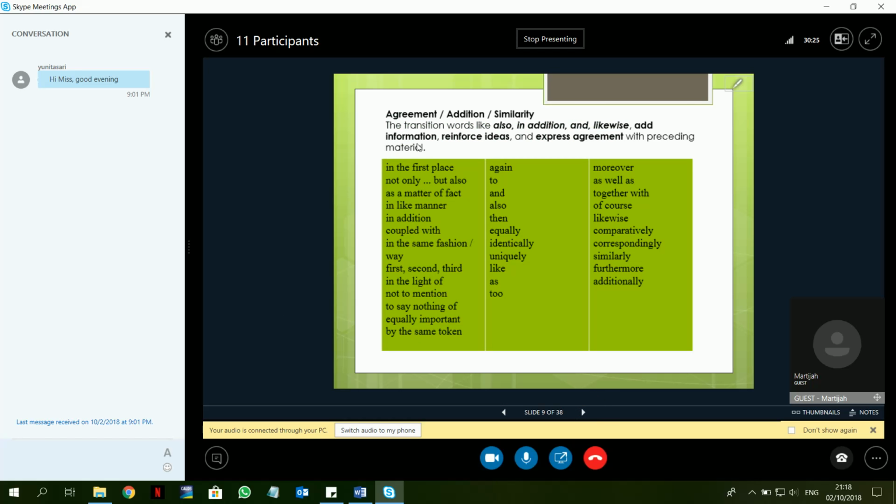So far, do you have any question? Ada pertanyaan sejauh ini? Okay. So I have 3 tables, and a table consists of at least 10 examples. Could you read the first table, please? Ada yang bisa membacakan tabel pertama?